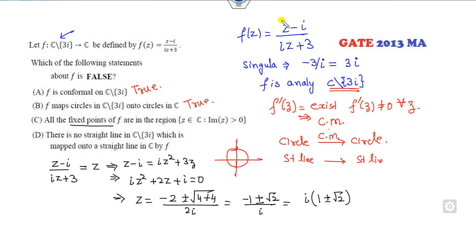Fine. Now what is the imaginary part of z? It is plus minus root 2. It is not always greater than 0. This is my false statement. So since there is only one correct answer of this, it means C is the right answer of this problem.